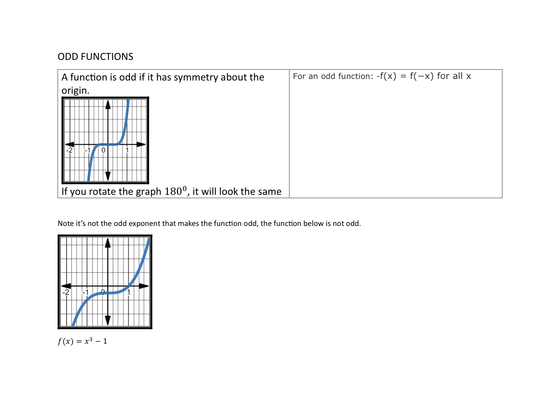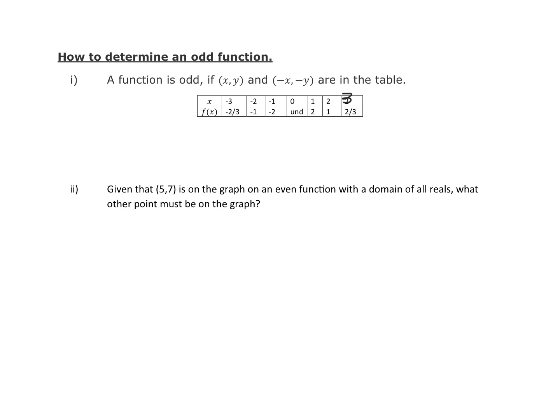Okay, so let's look at example 1 here. And again, remember, it's not the odd exponent that makes the function odd. There is more to it than that. You got to be very careful. For example, this one has an odd exponent, but it's actually not an odd function. If you look at this graph, it doesn't have symmetry about the origin.